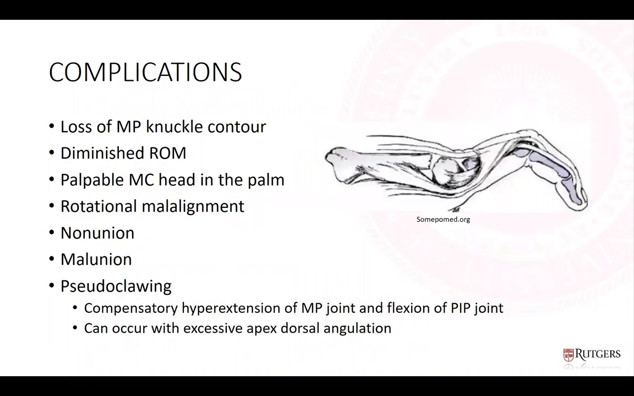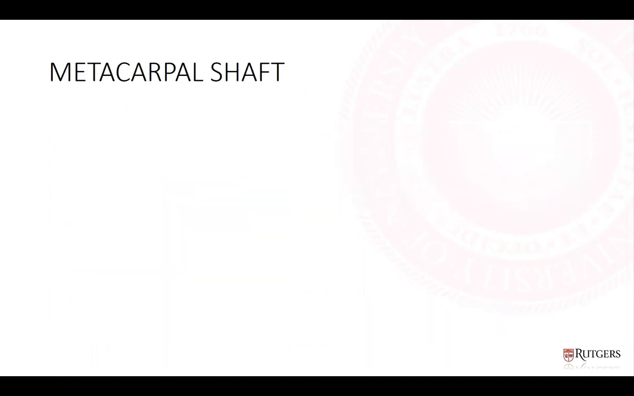Complications of these injuries include loss of the knuckle contour, diminished range of motion, palpable metacarpal head in the palm, rotational malalignment, nonunion and malunion, which are rare, but do occur, and pseudoclawing, which I mentioned before, where you have this compensatory hyperextension of the MP joint and flexion of the PIP joint.